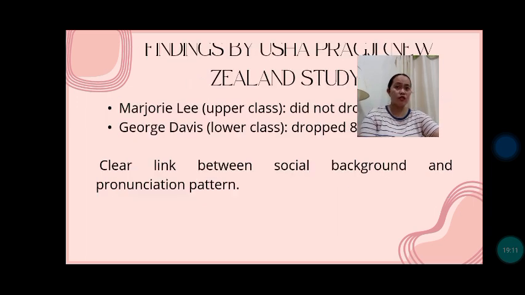Next, I also have here studies from New Zealand, findings by Osha Pragji. A student named Osha Pragji studied two New Zealanders: Marjorie Lee, who came from an upper class family, and George Davis, who grew up in poverty. The results were clear. Marjorie didn't drop a single H, while George dropped about 83% of his H sounds. This shows a strong connection between pronunciation and social background.